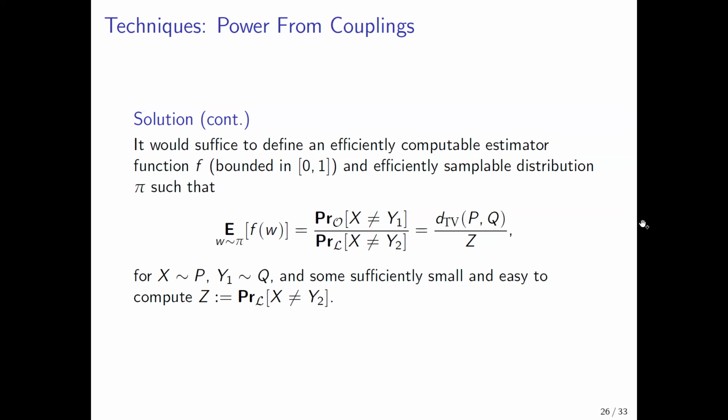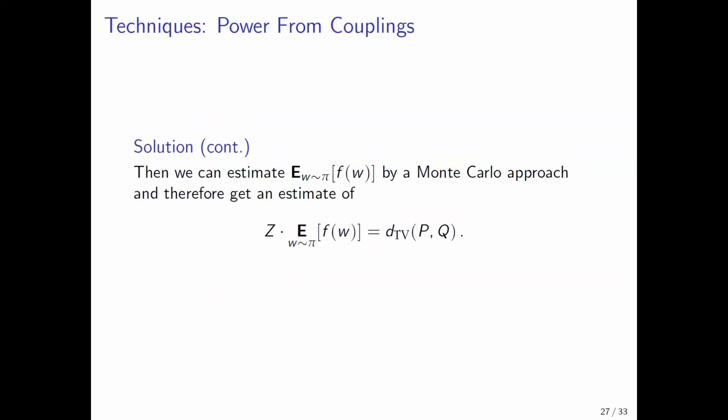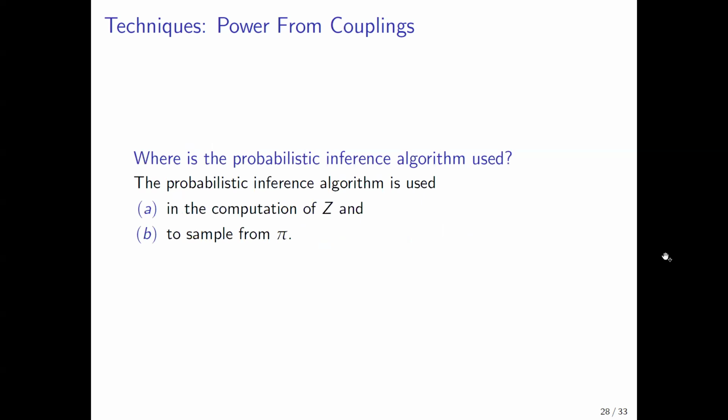Let us now see how we can use this. If we estimate this expected value by a Monte Carlo approach and multiply it by the efficiently computable Z, we get an estimate of TV distance. This is the high level of our approach. But something is missing. We need to also mention how we are using this assumed probabilistic inference algorithm. We use it in the computation of Z and in order to sample from pi.